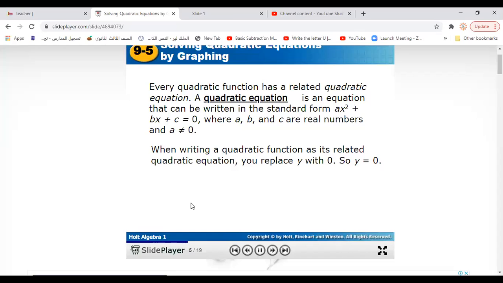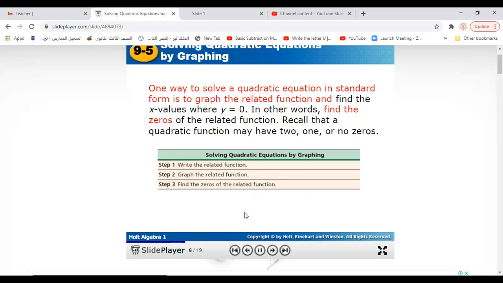So every quadratic function has a related quadratic equation. A quadratic equation is an equation that can be written in the standard form ax squared plus bx plus c equal 0, where a, b, and c are real numbers and a not equal 0. When writing a quadratic function as its related quadratic equation, you replace y with 0. So y equal ax squared plus bx plus c, then 0 equal ax squared plus bx plus c, then ax squared plus bx plus c equal 0.